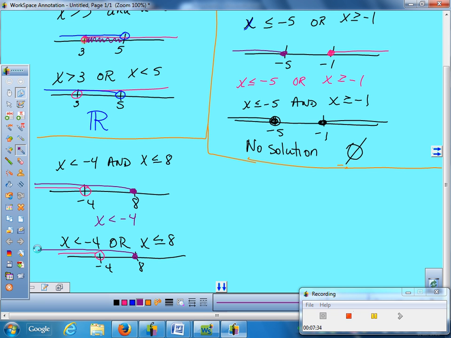Here, anything shaded would be from where? Everything from 8 on down is now shaded. So x is less than or equal to 8. Yes. But this line includes the negative 4, so since that's solid, the negative 4 is in the answer as well. This is easy. Excellent.